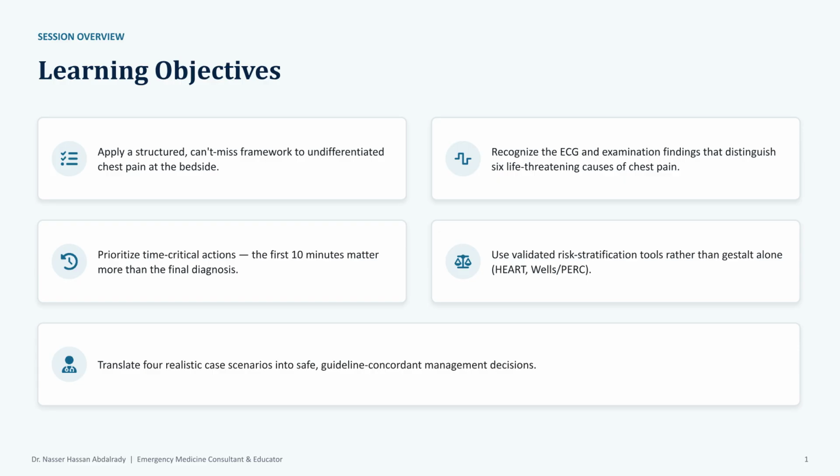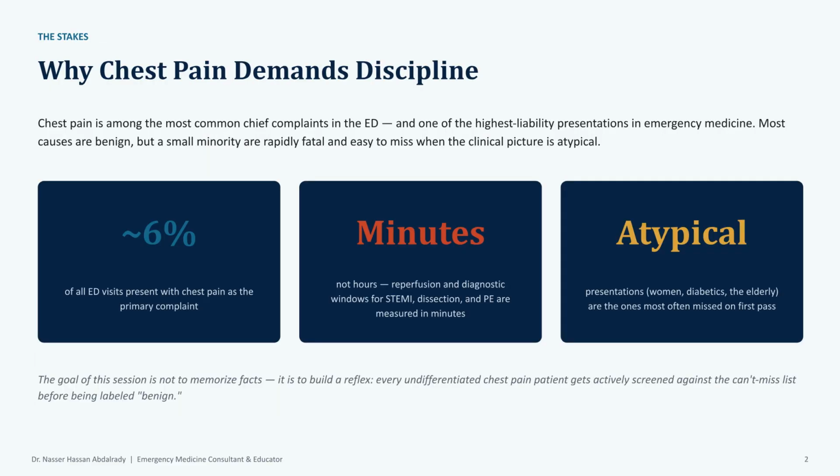Our learning objectives are to apply a structured framework at the bedside, recognize key ECG and exam findings for 6 life-threatening causes, prioritize rapid action, use validated risk stratification tools rather than just gestalt, and translate these scenarios into safe, guideline-concordant management. Chest pain accounts for 6% of ED visits.